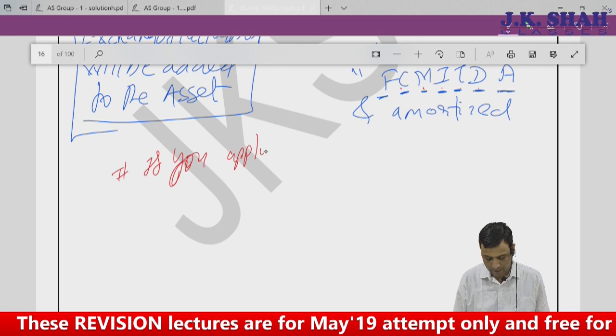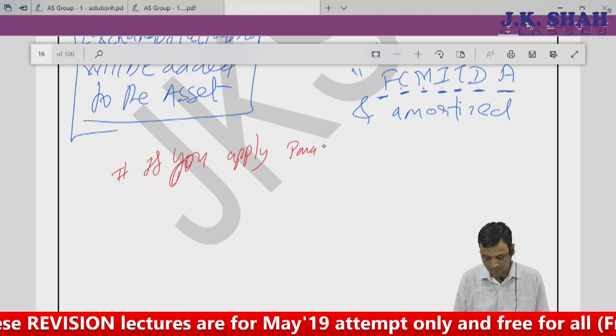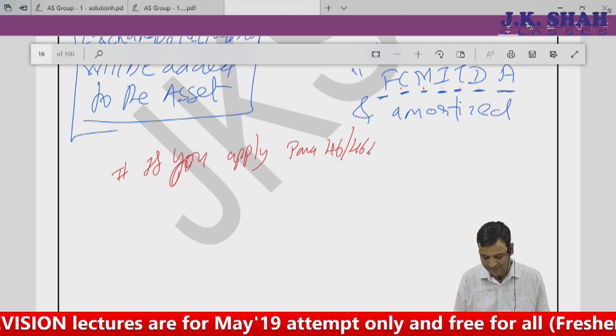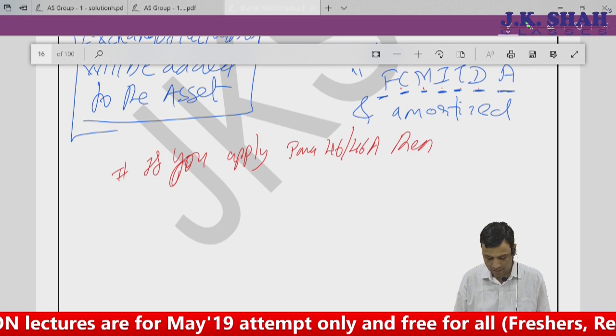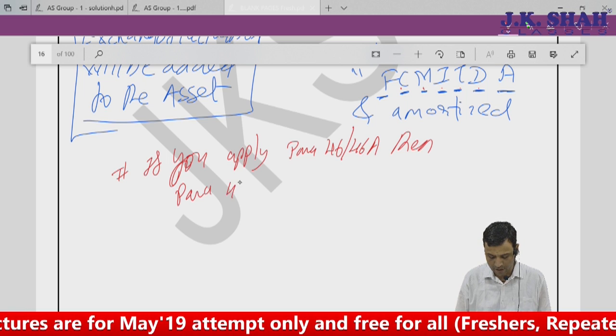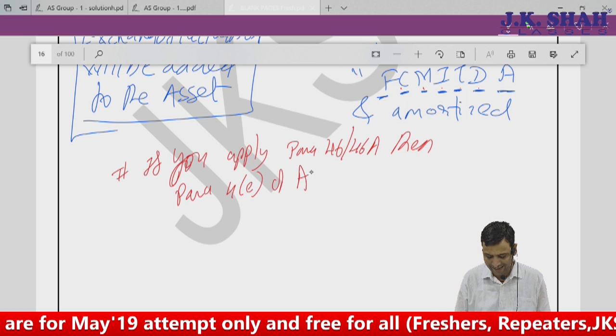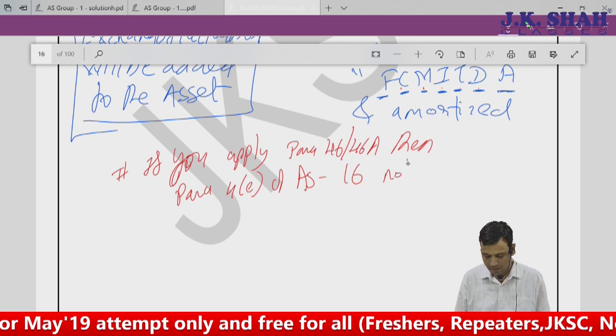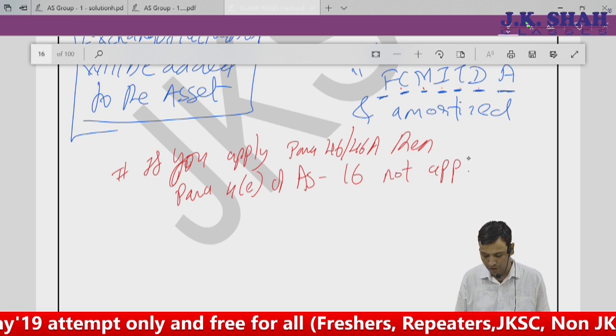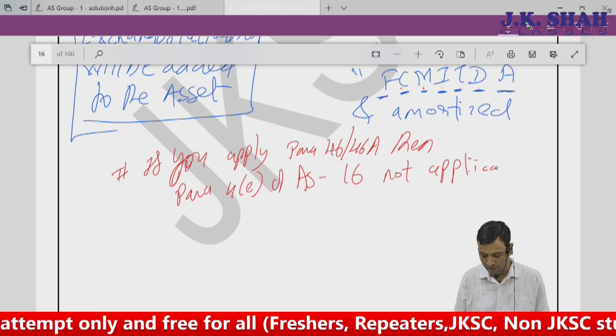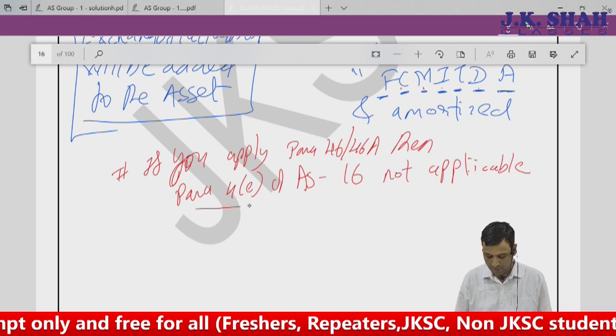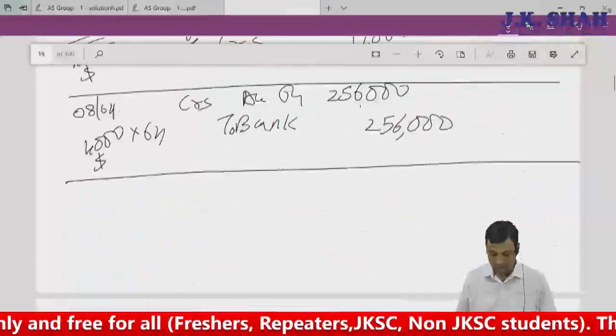If you apply para 46 or 46A, then para 4E of AS16 is not applicable to you. It means you need not do the working as per para 4E of AS16. Yeah, here we had a scope.